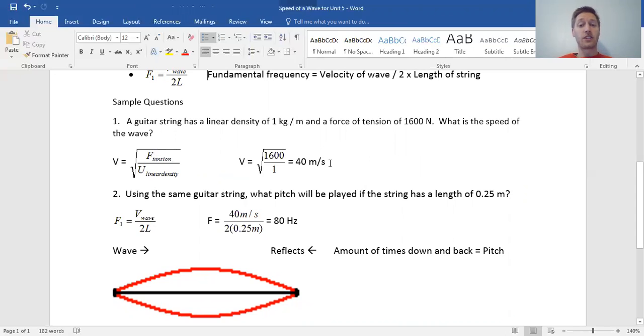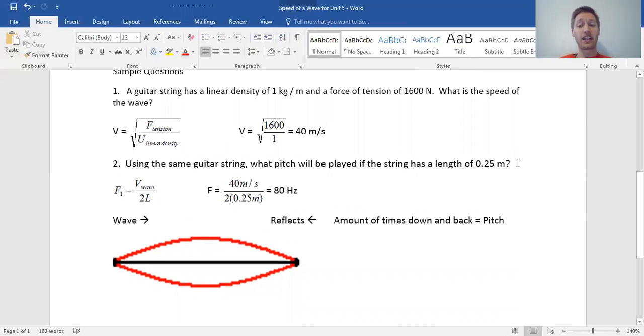Now, if we wanted to find out what pitch that would be, we'd have to find out how long the string is. So if we used that same guitar string and we had a length of 25 centimeters, we just have to plug it into this next equation, which takes into account the idea that the wave has to go down and back, and the number of times equals the pitch. So if the wave is traveling at 40 meters a second, and it has to go down and back, and it's 0.25 meters, it's going to go a total of 80 times, so 80 hertz.